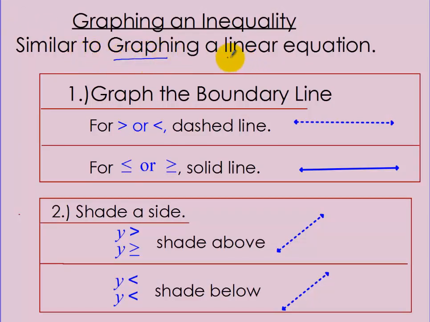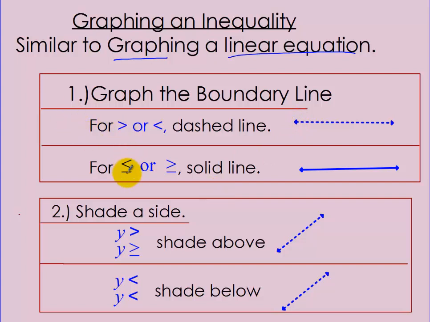It's similar to graphing a linear equation, which I just explained. But first you have to graph the boundary line, which is basically the line of the equation. And you either make it dashed or solid. You make it dashed if you have less than or greater than. So it's a dashed line. The reason is that the line doesn't count, because you don't have the or equal to part. It says, well, everything above or below, but not on the line.